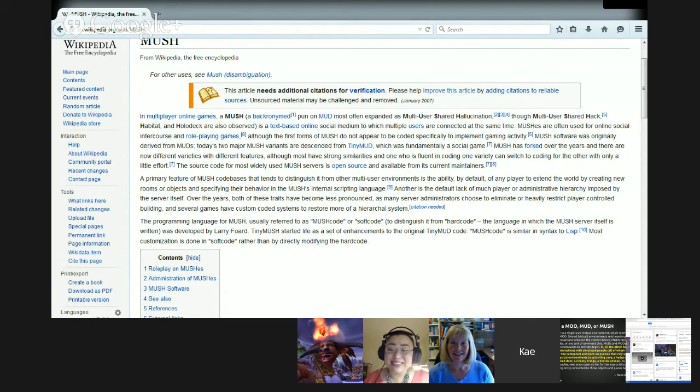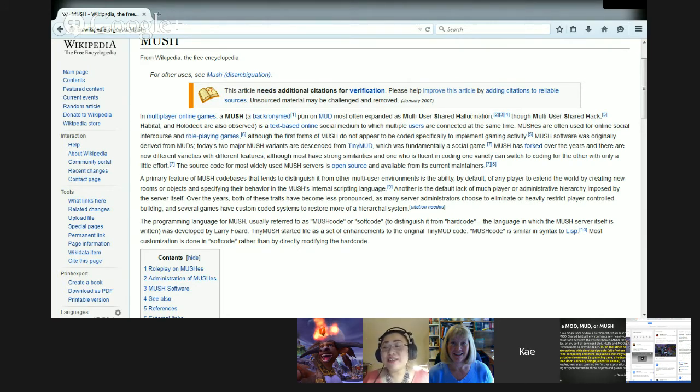Exactly, right? That's like that magic circle. Also, the H can stand for hack or habitat or holodeck. Kay said she has it up from Wikipedia. So, okay. H is apparently ubiquitous. You can use H for a lot of things.